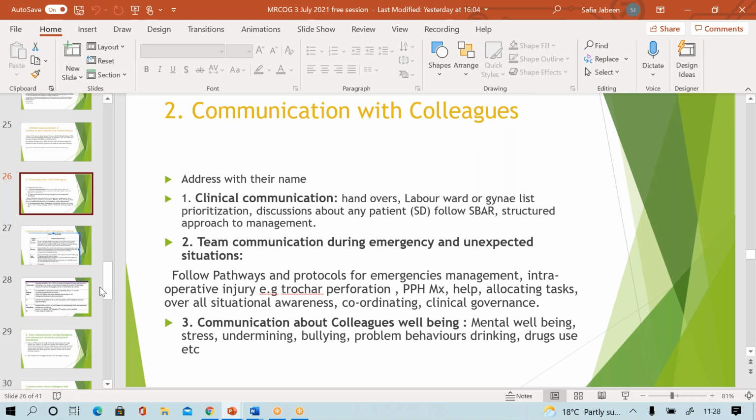From that point of view, that usually covers things like undermining and bullying, those behaviors as well. So it's about having awareness of all the aspects around us, just like we do at home as family members.